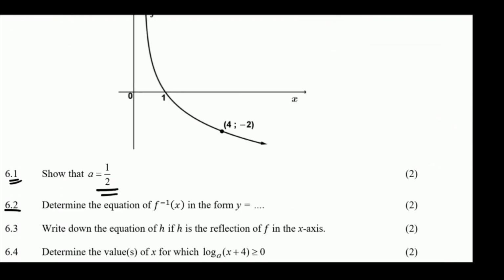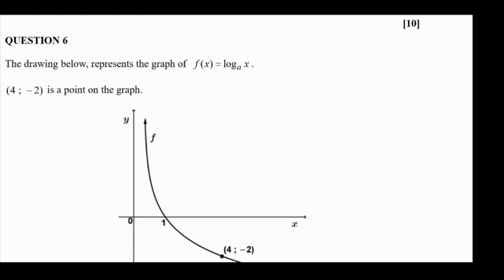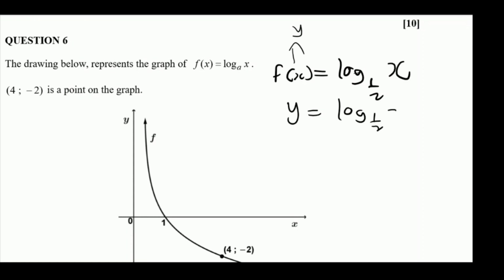So now 6.2, we are asked to determine the equation of the inverse, right? So remember that we just proved in the previous question that a = 1/2, so our f(x) = log base 1/2 of x, right? So to find the inverse of this, we know that f(x) = y, so you can simply write y = log base 1/2 of x, and then we can swap our x and y. Where there's x, we're going to put y. Where there's y, we're going to put x, right? So here we're just going to write x, and here we're just going to write y, right?